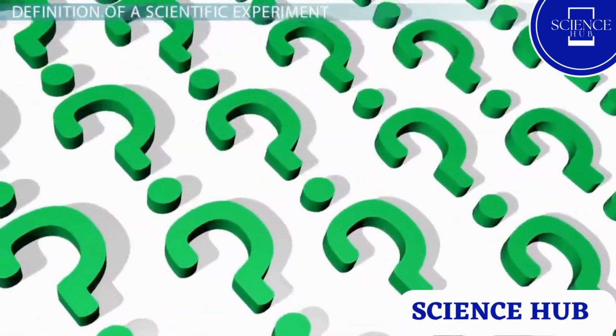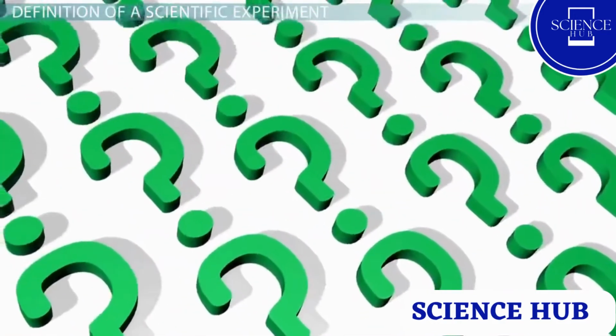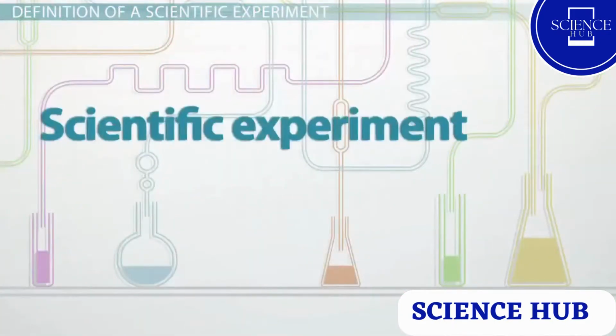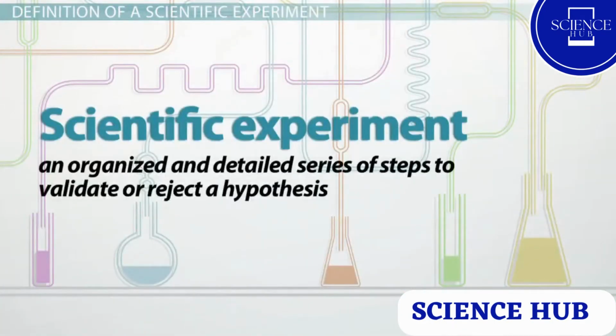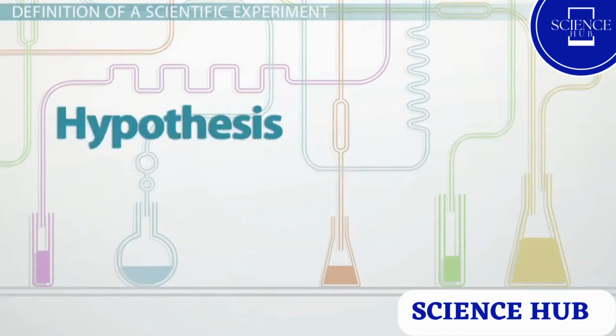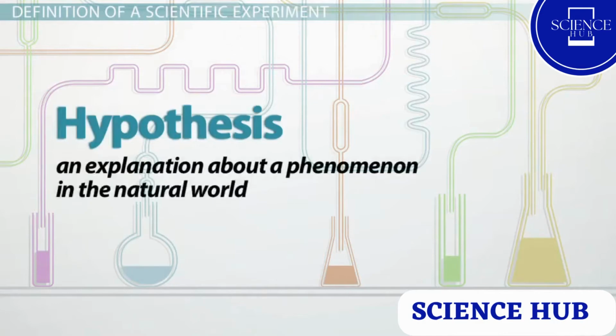Well, now that definition seems simple, doesn't it? Well, more specifically, a scientific experiment is an organized and detailed series of steps to validate or reject a hypothesis. A hypothesis is an explanation about a phenomenon in the natural world. The scientific experiment is the third step in the scientific method.